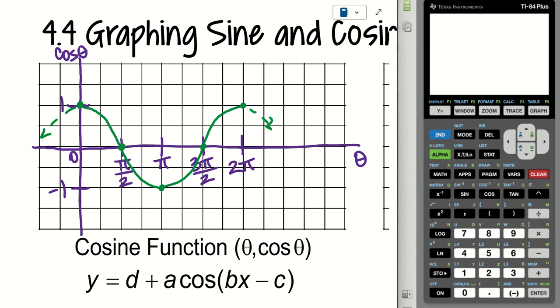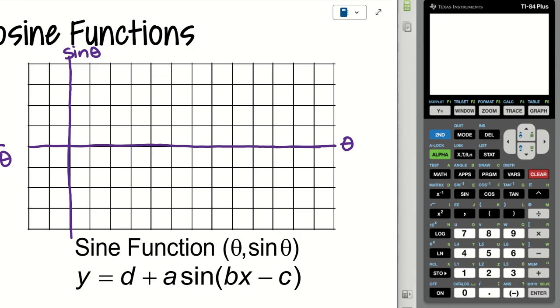Okay, I'm going to do the same thing for the sine function. I've labeled my x and y axis again. Remember, our x-axis is our angle theta. Our y-axis this time is going to represent the sine of theta.